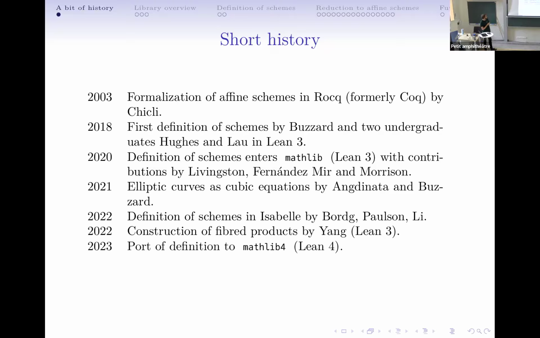And then in 2023, the port happened from Lean 3 to Lean 4. So for a year, nothing happened. So the definition was ported and progress stalled a bit. And then in 2024, I can list many, many things. Many things happened. We had a workshop on formalizing algebraic geometry. I'm just listing one project here because I was personally involved in this project. But for example, we got valuative criteria, for the people that don't know what this means. And so we got a lot of progress. And 2025 is now, so I'm going to tell you what the library looks like now.